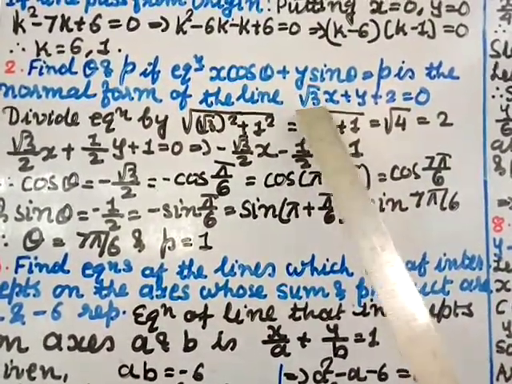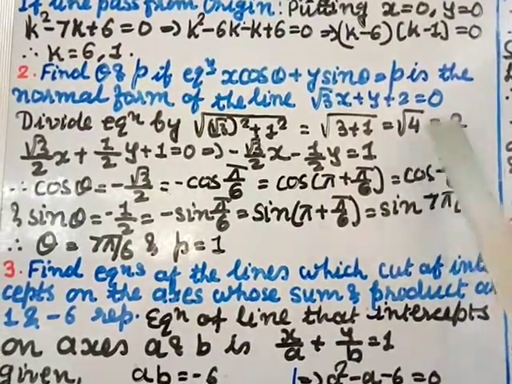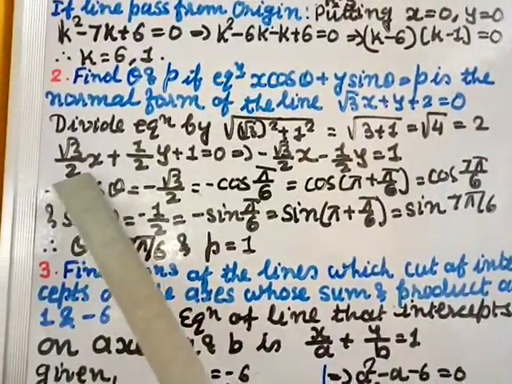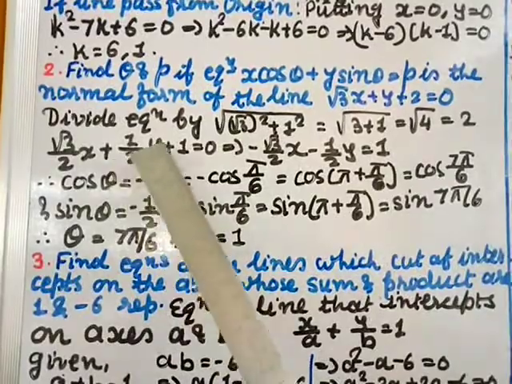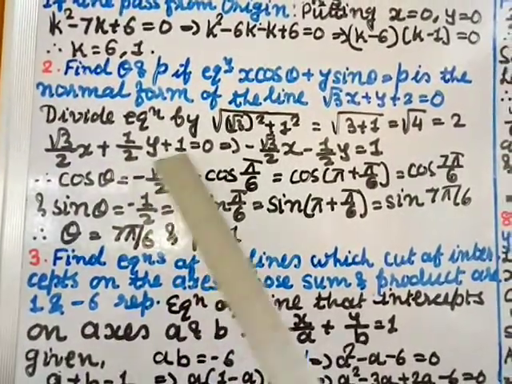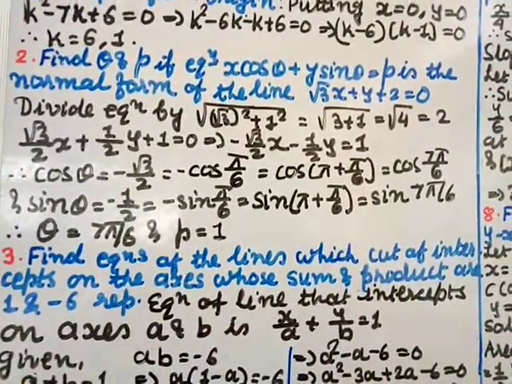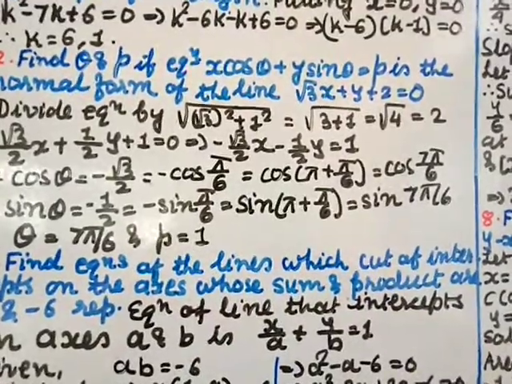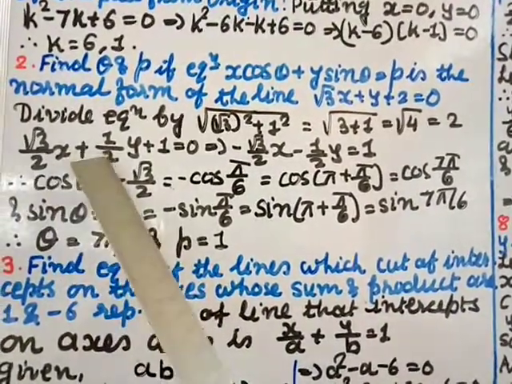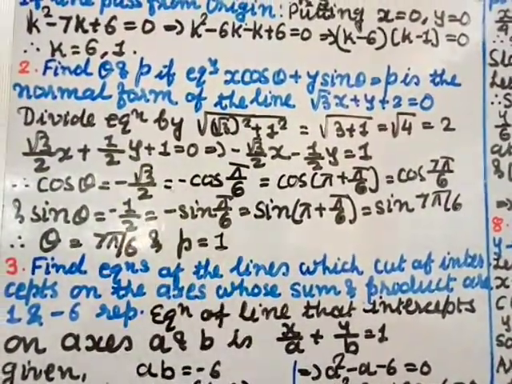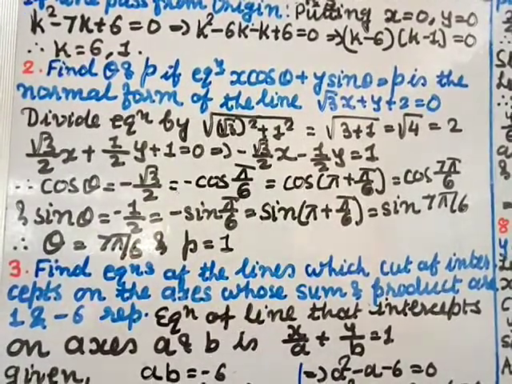Now divide each term by this. So root 3 by 2 x plus 1 by 2 y plus 1 equal to 0. Now this will be the value of p, and p is a length, and length should be positive. So you transfer these two over here, keeping this one positive. Since it is a length, it has to be positive.